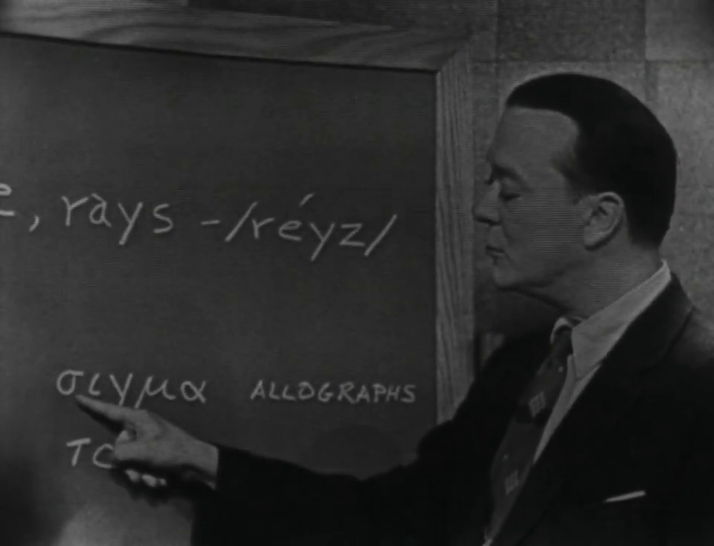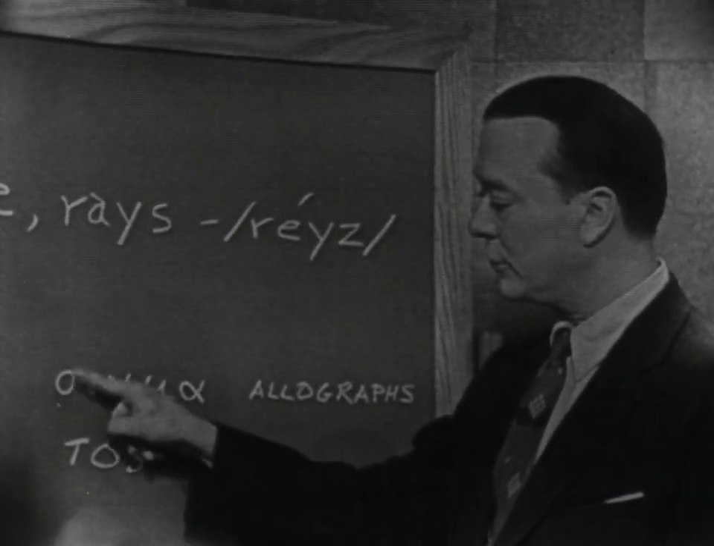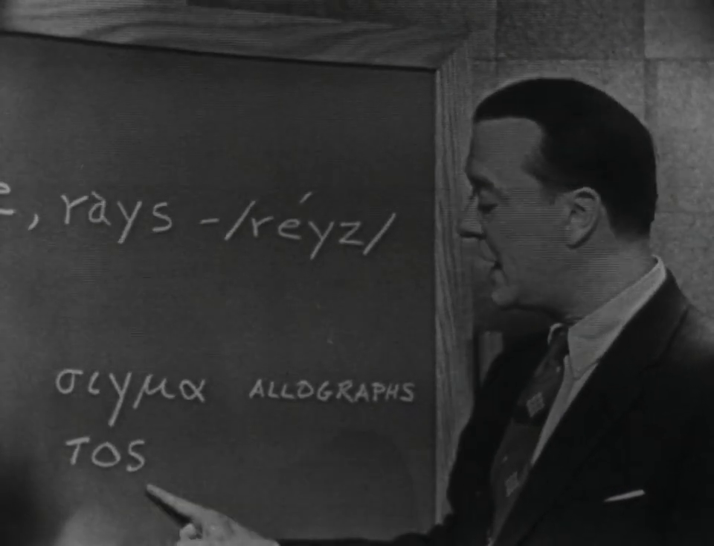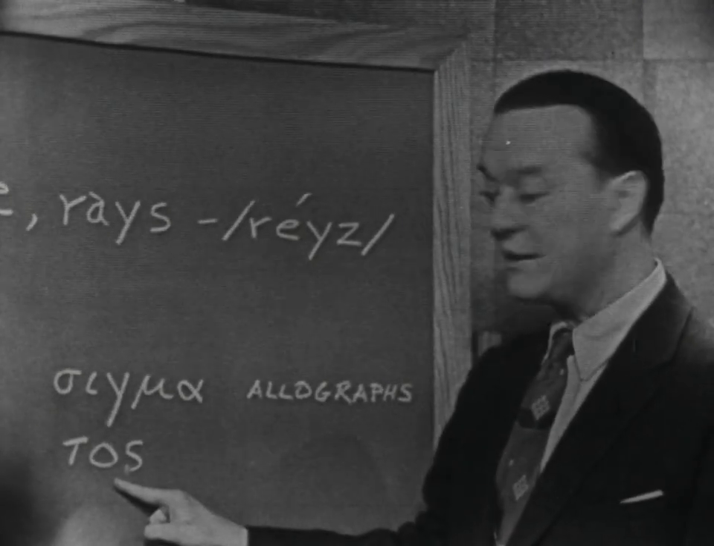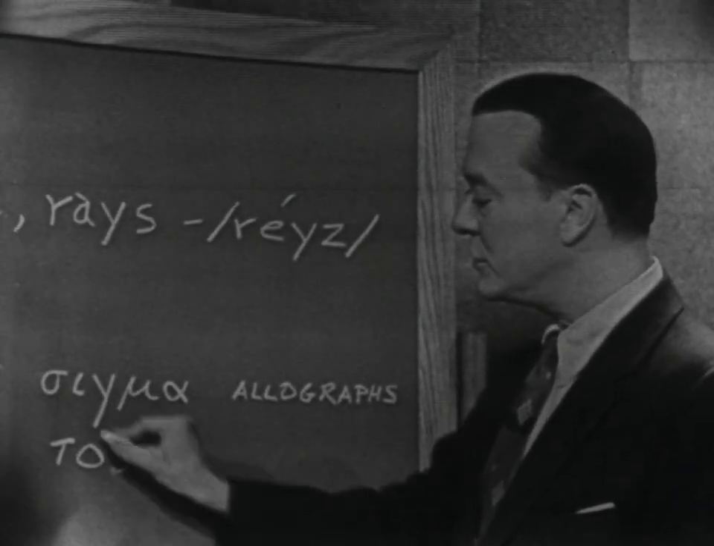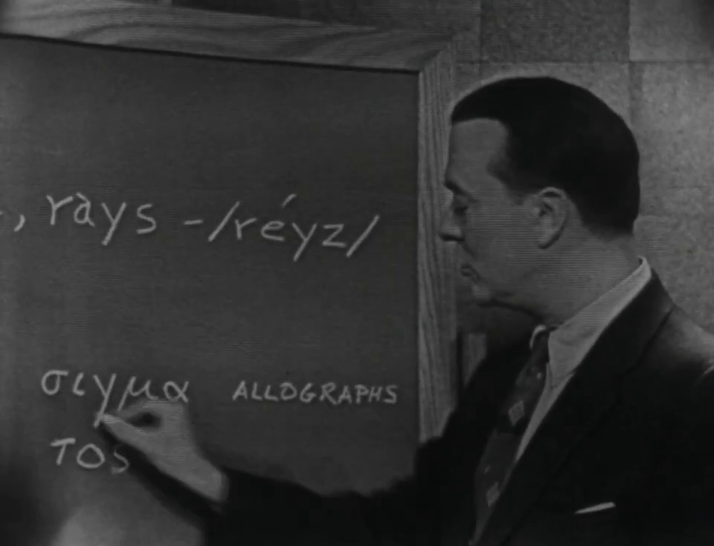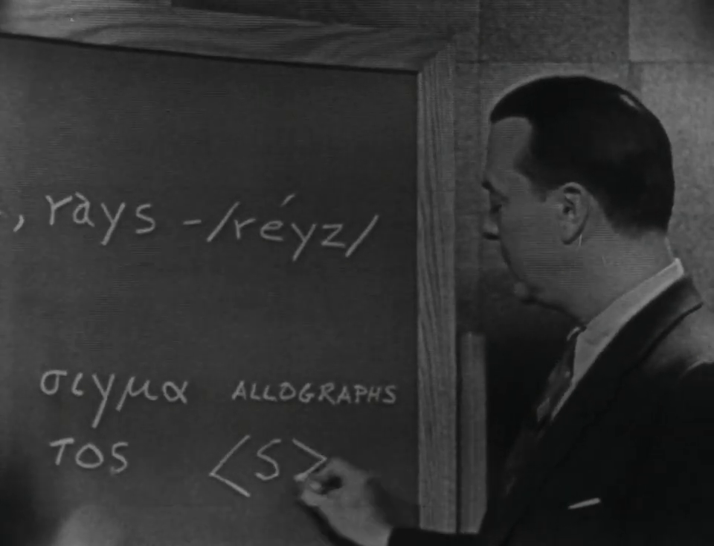And when you write it in Greek, when it begins a word, it's written like a little O, so to speak, with a little tail on it. But when it's at the end of the word, it looks very much like our form of S, just about like that. Sigma and tos. In other words, these are positional, predictable variations, allographs, of the grapheme that we could write sigma.